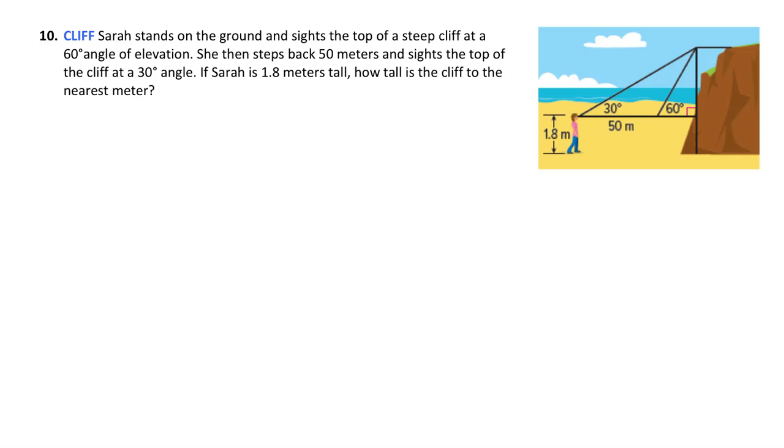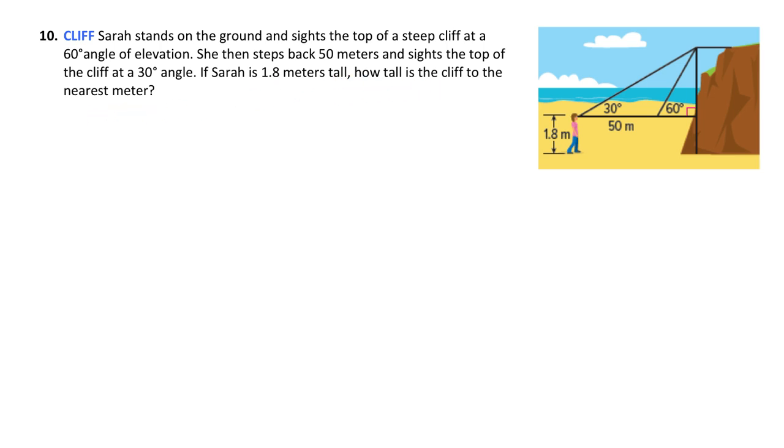This is homework help for number 10 on 9-6. All right, so reading the problem, we have Sarah standing here first, and the angle of elevation is 60 degrees. And then it says she steps back 50 meters, and then the angle of elevation is now 30 degrees. If she's 1.8 meters tall, how tall is the cliff to the nearest meter?